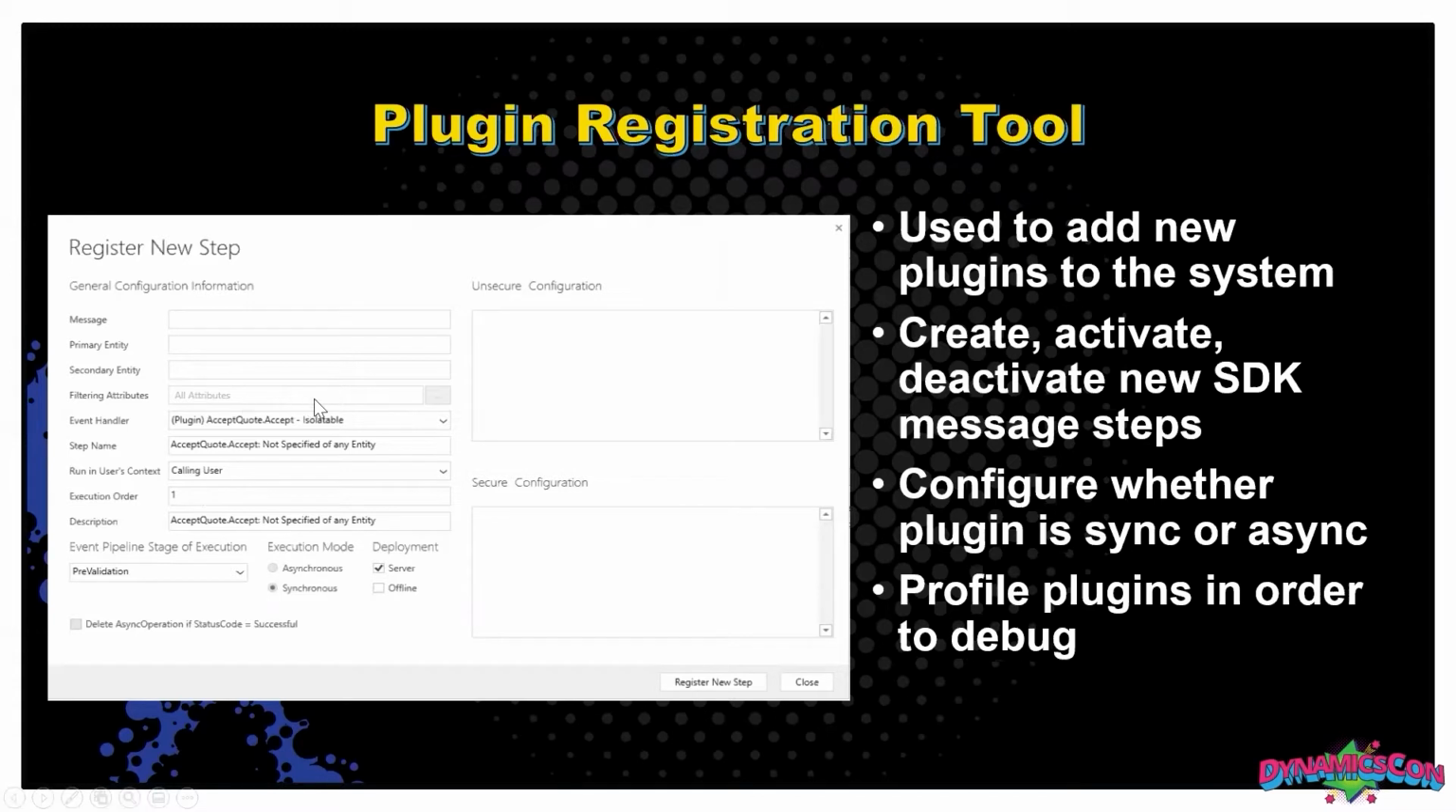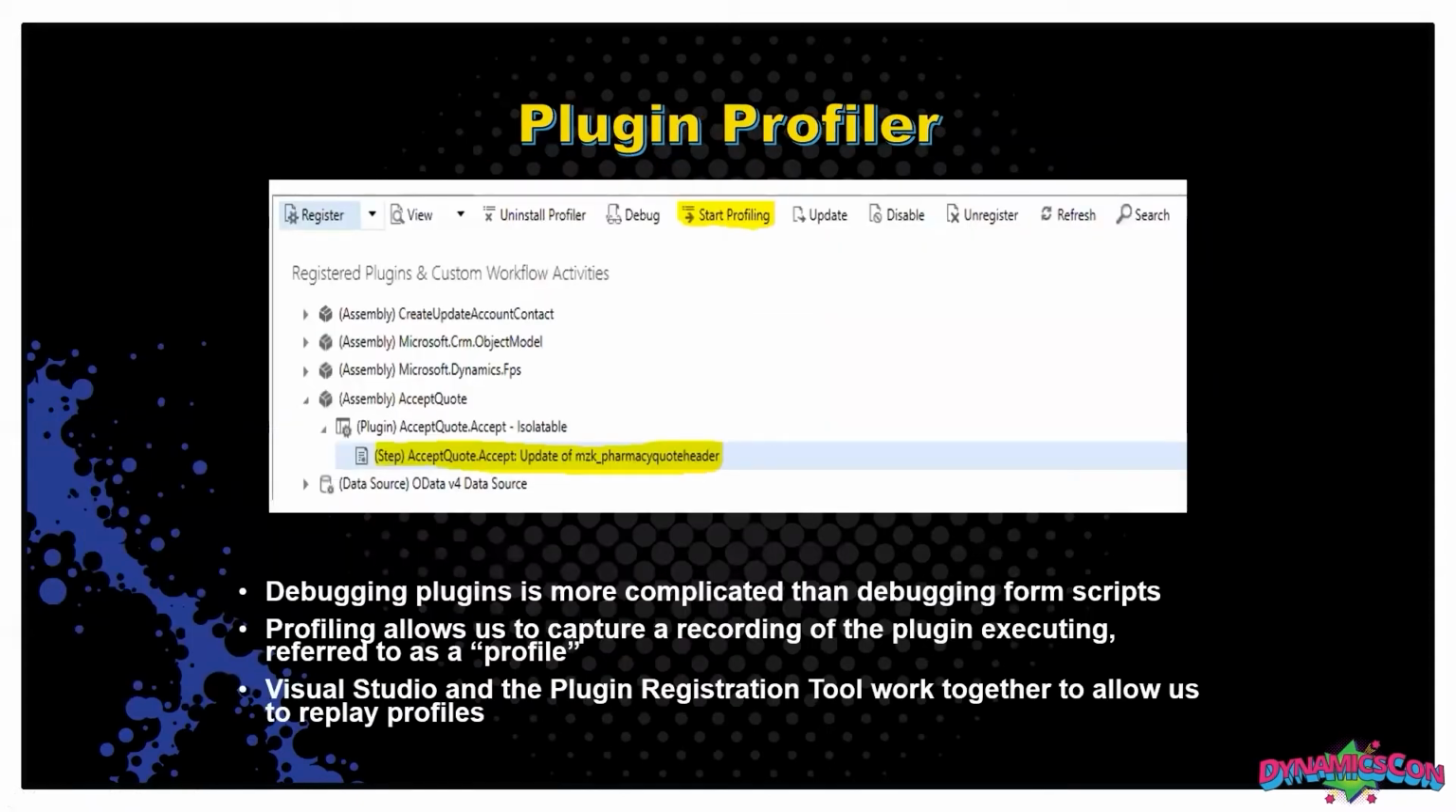So you can see here, this is a screen from the plugin registration tool. We have filtering attributes. These allow you to specify specific fields on your entity that you're triggering your plugin on, to say, I want the plugin to trigger when this field is updated, but not these other fields. We have execution order right here, which can determine which order your plugins are running in. So if you have multiple plugins running on the same step, you can decide which ones fire in which order. And finally, the plugin registration tool allows us to decide whether our plugins are going to be running synchronously or asynchronously.